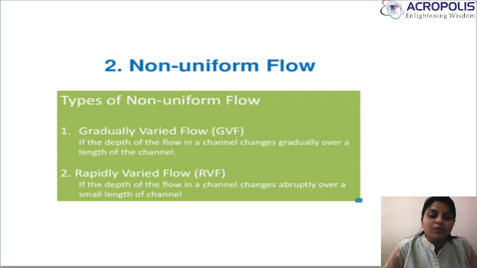Non-uniform flow is again classified as gradually varied flow and rapidly varied flow. In case of gradually varied flow, if the depth of flow in a channel changes gradually over a length of the channel, that type of flow is known as gradually varied flow. And if a sudden change occurs, that type of flow is known as rapidly varied flow. The definition of rapidly varied flow is: if the depth of flow in a channel changes abruptly over a small length of the channel, it is known as rapidly varied flow.